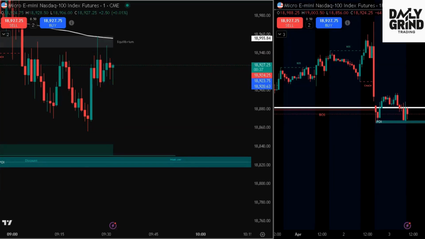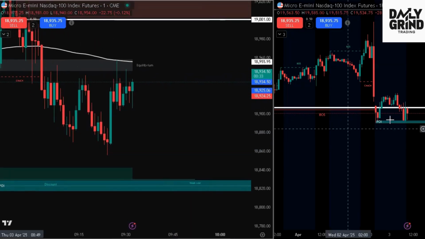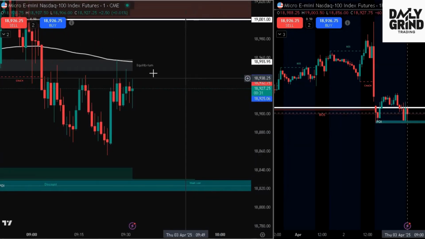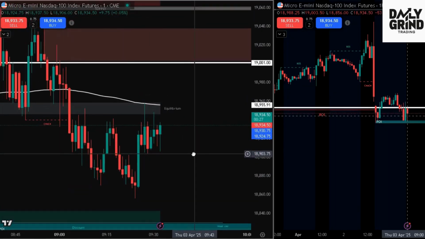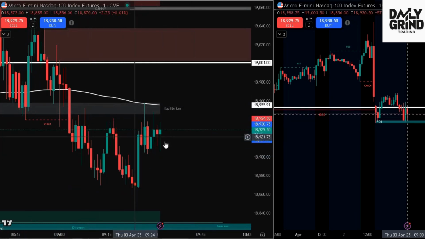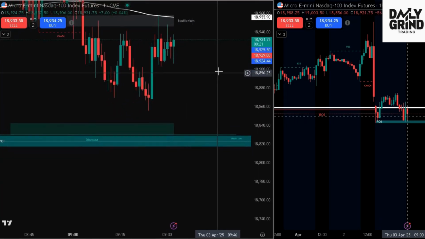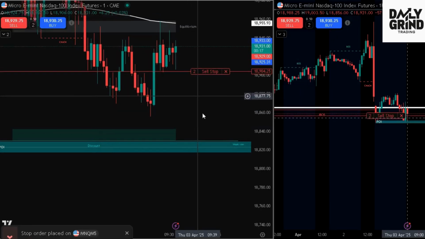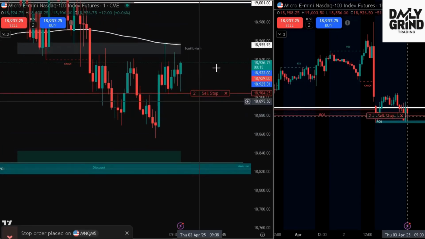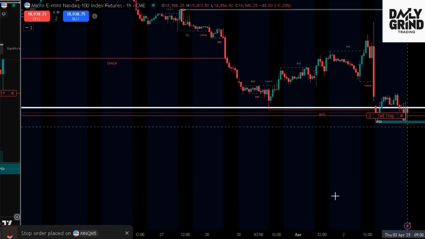Guys, I'm looking at micro Nasdaq. We have a rejection on these lows here. However, on the 1 minute chart, we are below the 200 EMA. I have multiple rejections at this level, and so I'll be putting my sell stop here. Once again, this is micro Nasdaq, two contracts.